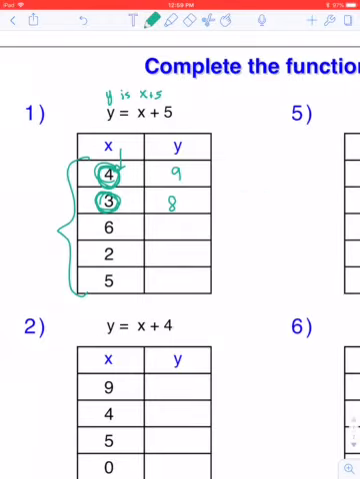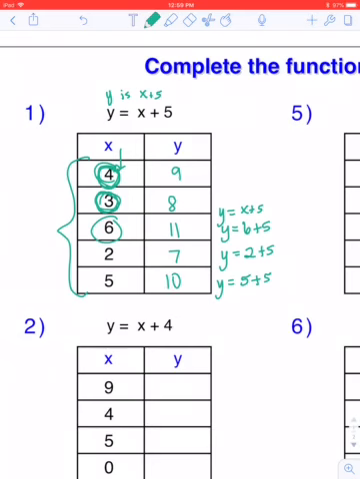Okay, next one, same thing. We're supposed to be doing y equals x plus 5, but in this case, x is 6. So 6 plus 5 is 11. Next one, same thing, x plus 5, but this time x is 2, so 2 plus 5. Last one is 5 plus 5. So there's our values for y.